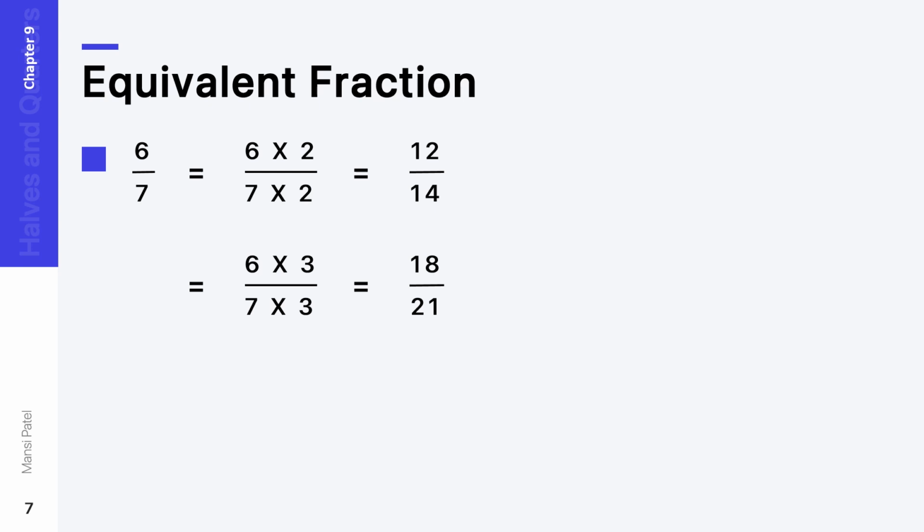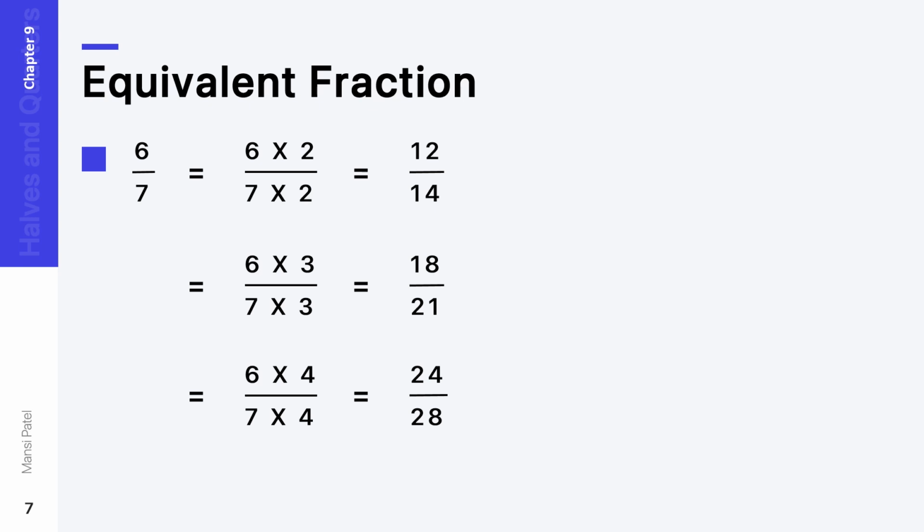Now for the same number, find the equivalent fraction of 6 upon 7 by 4. So just do the multiplication in the numerator as well as in the denominator. 6 multiplied by 4 and 7 multiplied by 4. 6 4s are 24 and 7 4s are 28. So 24 upon 28 is another equivalent fraction of 6 upon 7.